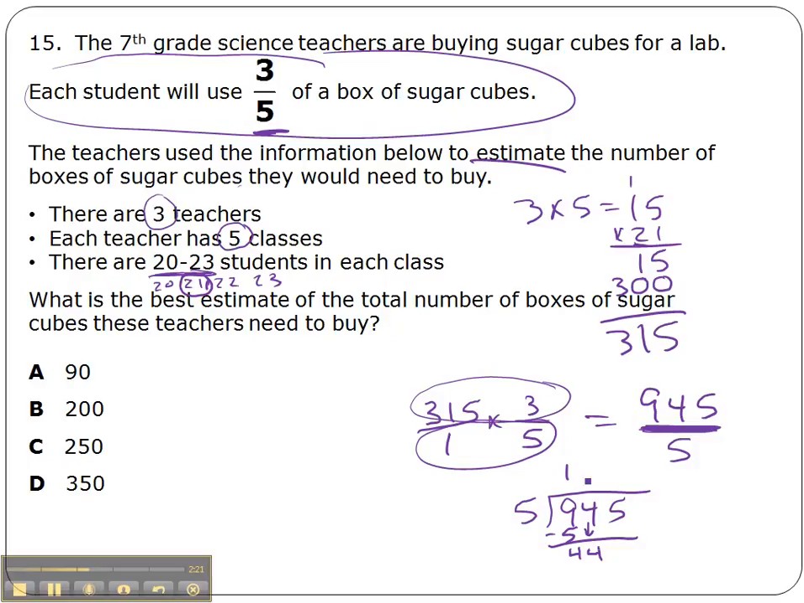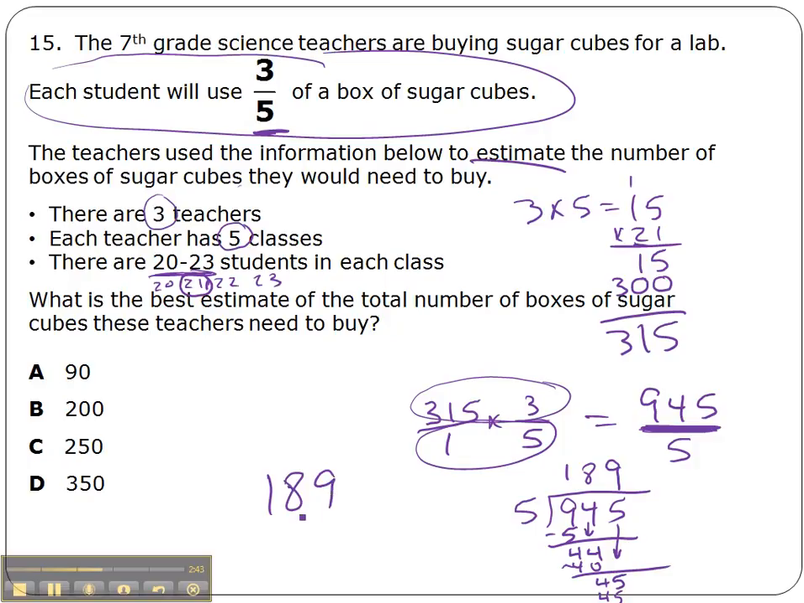How many 5s are in 44? 8. 8 times 5 is 40. Subtract. We get a 4. Bring down this 5. How many 5s are in 45? 9. 9 times 5 is 45. And we have no remainder. So about 189 boxes of sugar cubes will be needed.